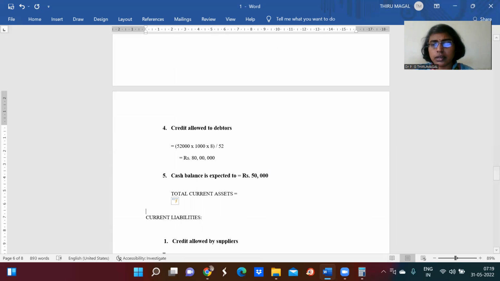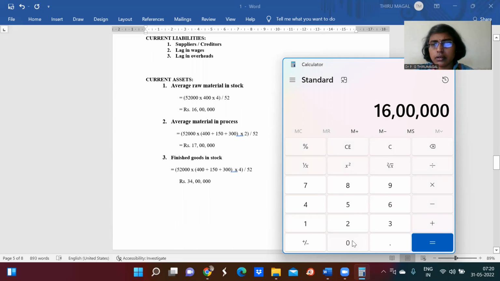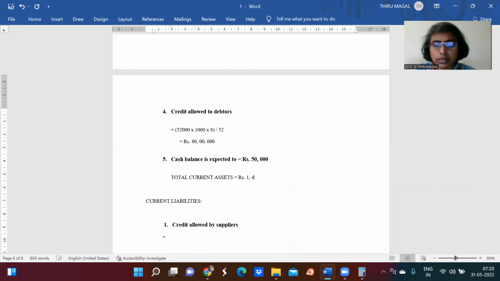The total current assets is we will add all the values. That is 16 lakhs plus 17 lakhs plus 34 lakhs plus 80 lakhs plus 50,000. The value is 1 crore 47 lakh 50,000. Rupees 1 crore 47 lakh 50,000. This is the total current assets that we found out as per this data is concerned.